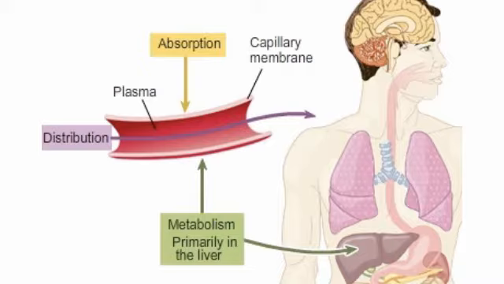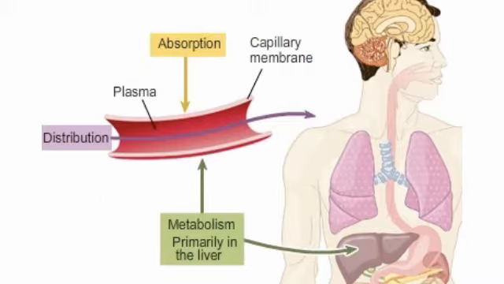Number 2, distribution. So that's the body moving the drug from one location to another. So think about the drug being distributed to various tissues throughout the bloodstream, so it can have its desired effect on whichever organ it's supposed to affect. And number 3, metabolism. So this is actually a biochemical change of the drug, and it's usually to metabolites that can be eliminated by the body. Number 4 would be excretion, and so this is the elimination of the drug from the body. And this is typically in the kidneys.